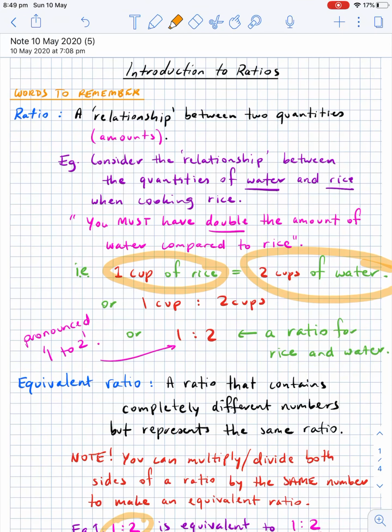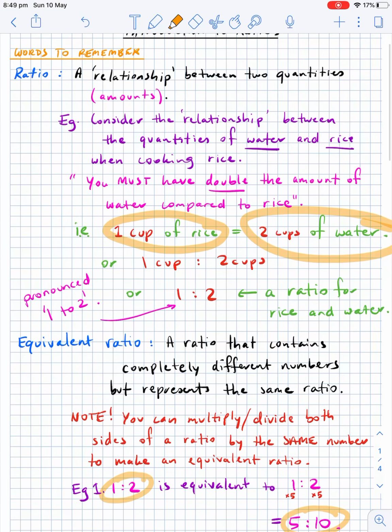1 cup of rice equals 2 cups of water. That becomes 1 cup to 2 cups. And instead of writing the word cups, we can just say 1 to 2, and we put this colon in between. When I see that, I think the words 1 to 2, so the colon is pretty much saying "to", T-O. Okay, so this is the ratio for rice and water. The 1 represents the rice and the 2 represents the water.